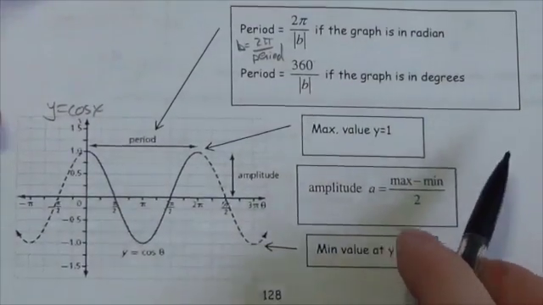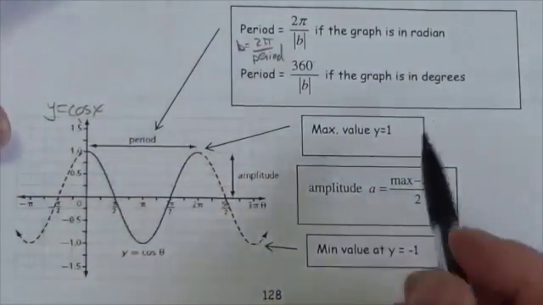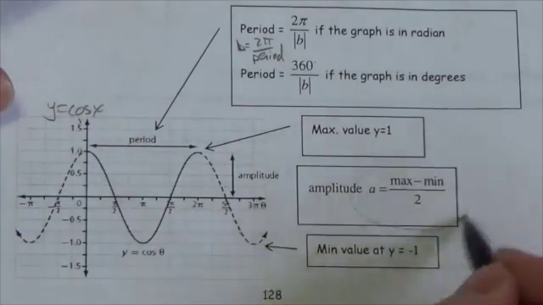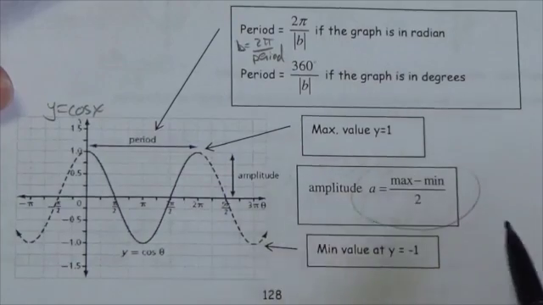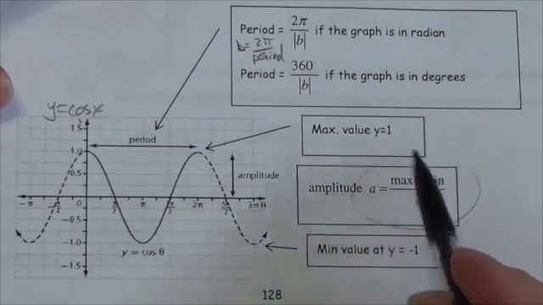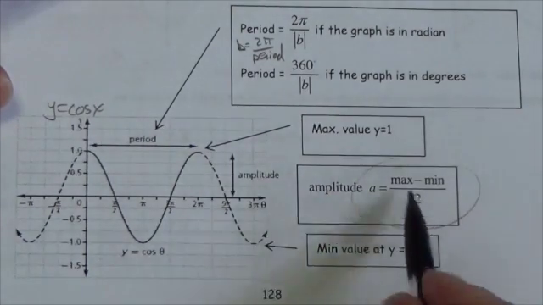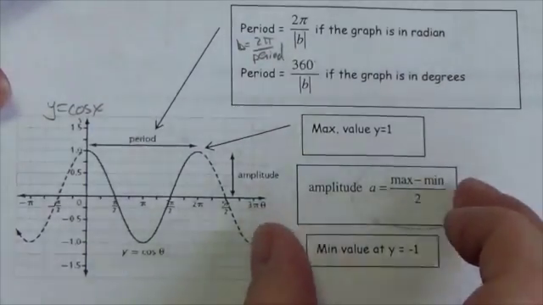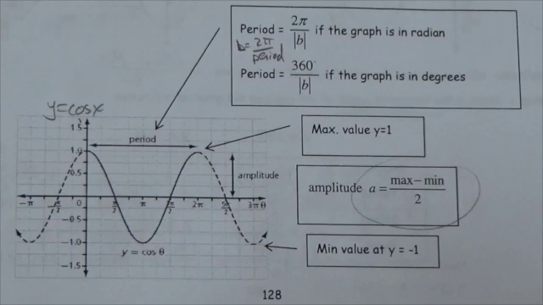Notice that without a transformation here, the maximum value should be 1, the minimum value should be -1, and then your amplitude is always going to be half of the difference between the max and the min. That's a formula there that you should memorize. It's not going to show up on your formula sheet, but man, is that ever useful when you need it.